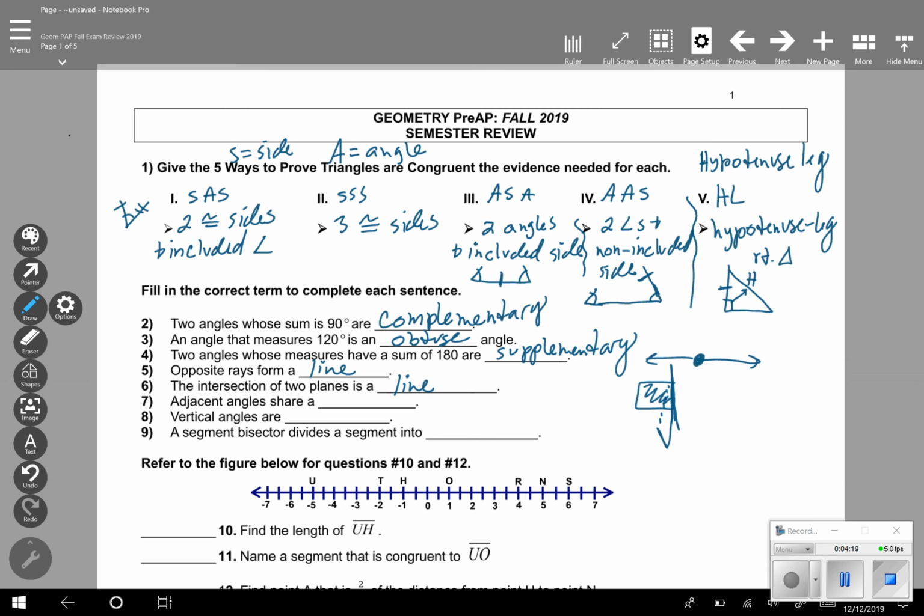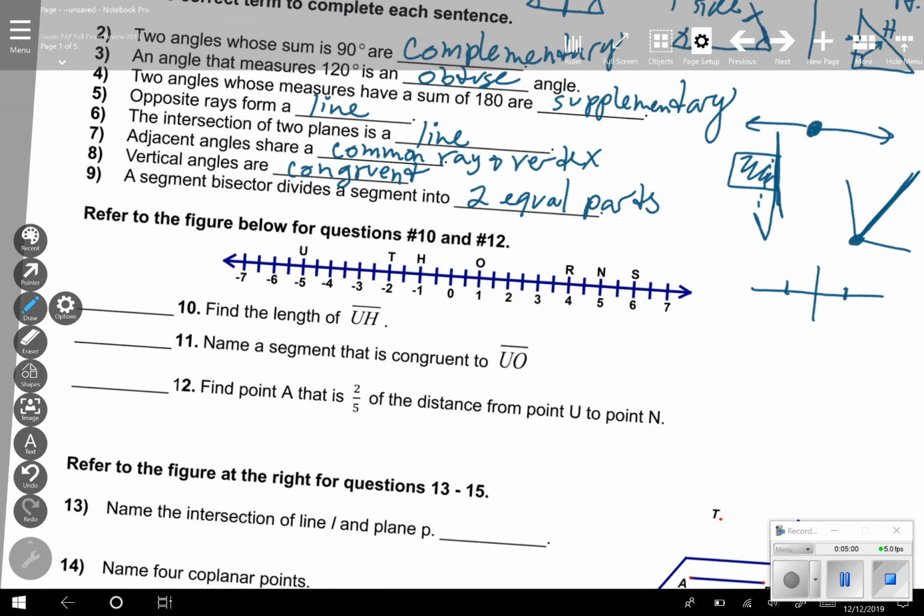Adjacent angles share a common ray and vertex. So you have an angle here. If you want one adjacent to it, they're sharing this point in the middle and also this ray in the middle. Vertical angles are congruent. Okay, and then a segment bisector divides a segment into 2 equal parts. Okay, because you have a line and then this is bisecting it, so it's making 2 equal pieces. All right, next thing here.